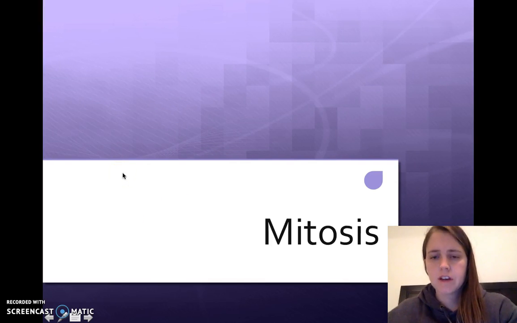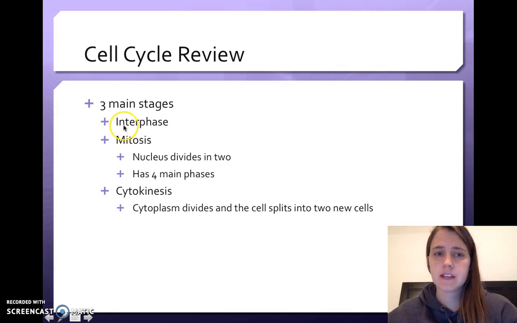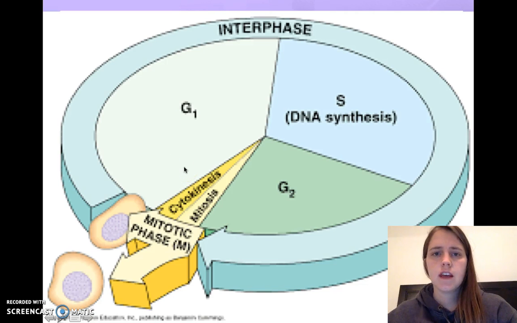Alright, I am going to talk about mitosis. So you guys have already learned about the cell cycle. You remember that it has three main stages: interphase, mitosis, and cytokinesis. So here's the big loop because it is a cycle, right?